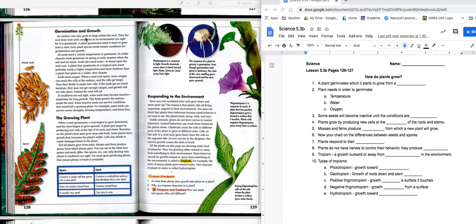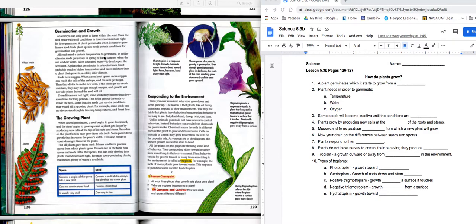An embryo can only grow so large within the seed. Then the seed must wait until conditions in its environment are right for it to germinate. Okay? A plant germinates when it starts to grow from a seed. Each plant species needs certain conditions for germination and growth. So a plant germinates, which starts to grow from a seed. So I start growing from a seed, guys. What do we need for the conditions to be right?